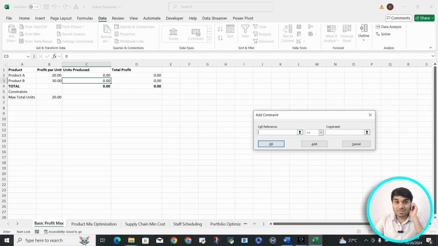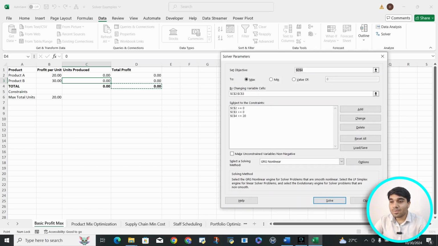Another thing you might have to remember is that product A and product B can never be negative, right? We cannot produce a negative quantity. So the other constraint that we have to follow is that it should be greater than or equal to 0, and we're going to click on add, and the same is true for C3. It is going to be greater than or equal to 0.